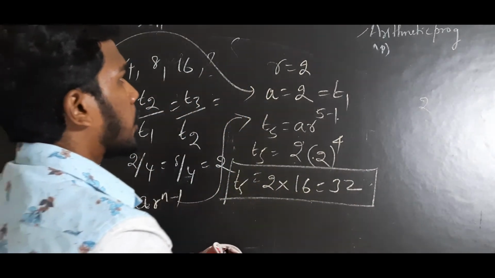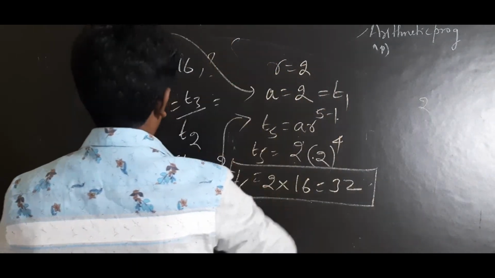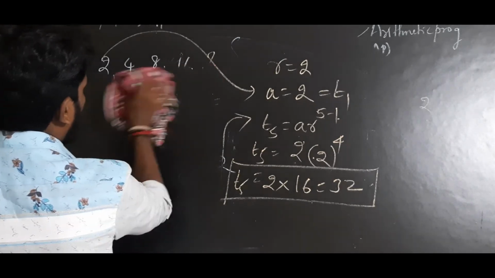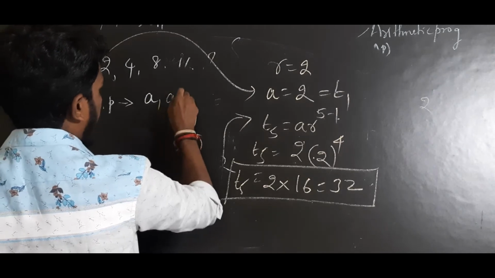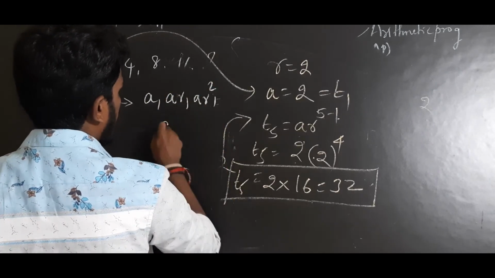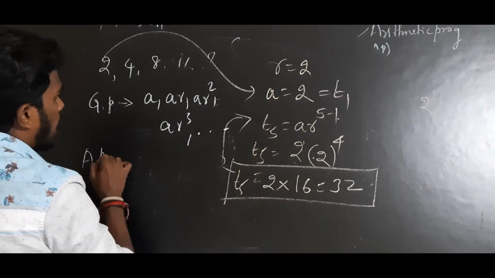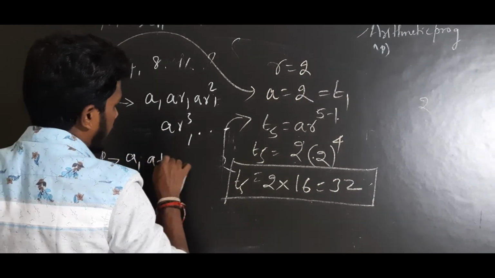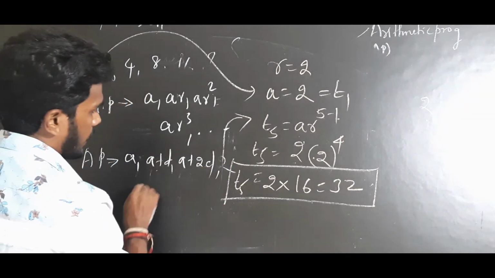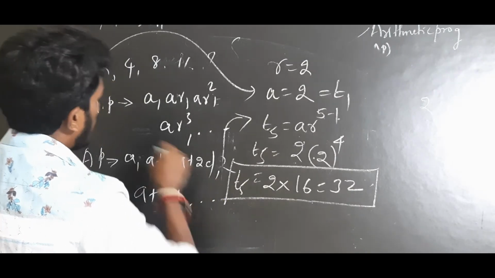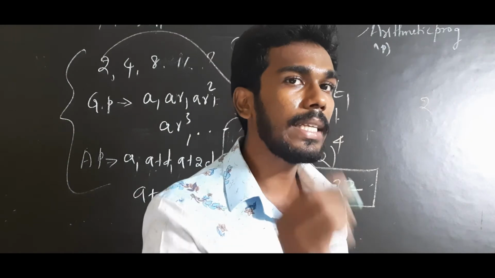So geometric progressions are always arranged in an order. Let me write it here. Geometric progressions are always arranged in an order A, AR, AR square, AR cube, and it goes in this way. Whereas AP progressions are arranged in order A plus D, A plus or minus 2D, this can be plus or negative, A plus 3D, and it goes on. So these are called arithmetic progression and geometric progression in a sequence.